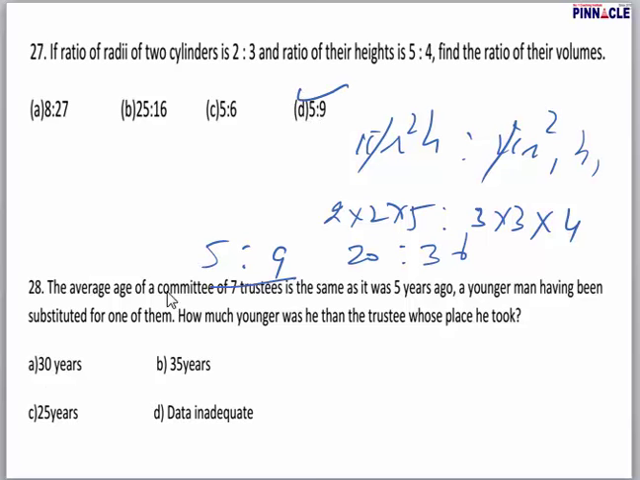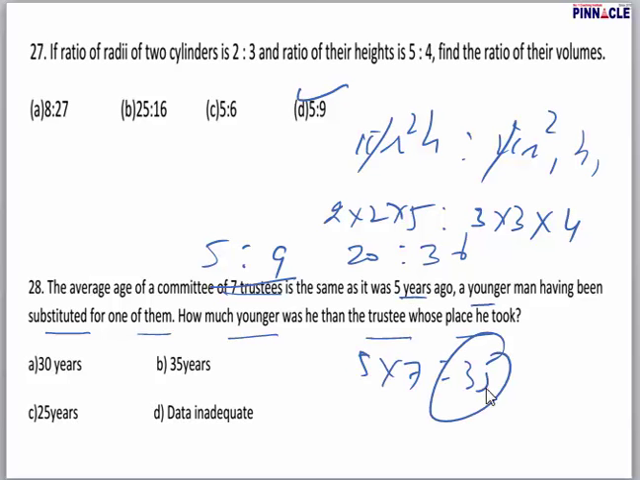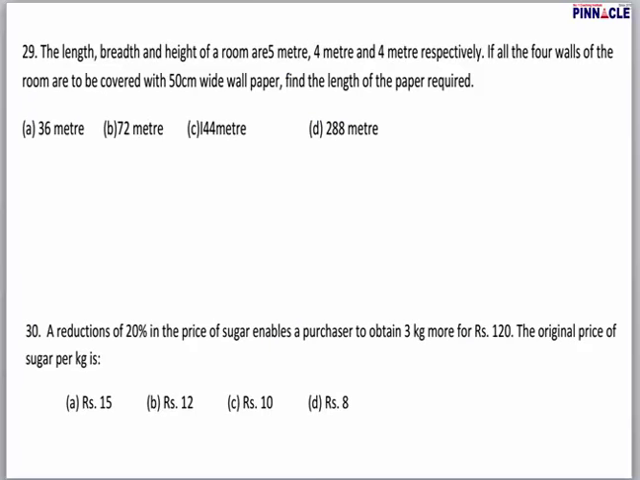Question number 28. The average age of a committee of 7 trustees is the same as it was 5 years ago. A younger man has been substituted for one of them. How much younger was he than the trustee he replaced? Now, a very simple observation: 7 trustees, and 5 years ago means 5 into 7, 35 years. It means the newer person is younger by 35 years. The answer is B.